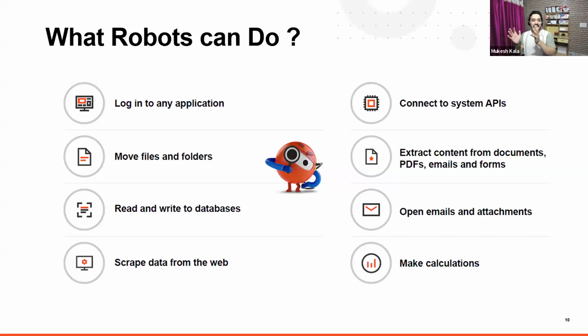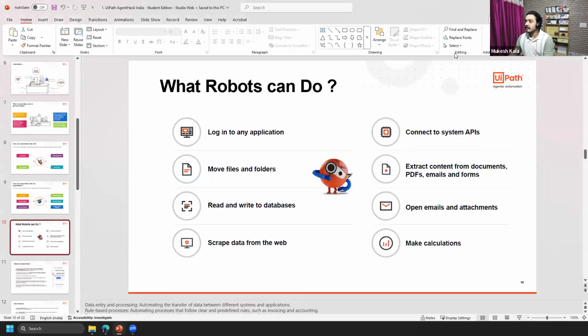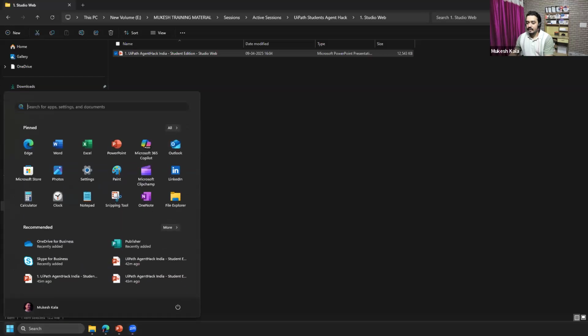So UiPath is an RPA company, which is the best RPA company. Again, you don't have to trust me. Go back to the internet and search for the best RPA company, and you will get the same answer, right? That's why we are here. Now the best part: previously, when I started this automation journey, I had a machine, and on that machine I had to install a software called UiPath, right? So I'll just minimize this for a while. And it was something like this.